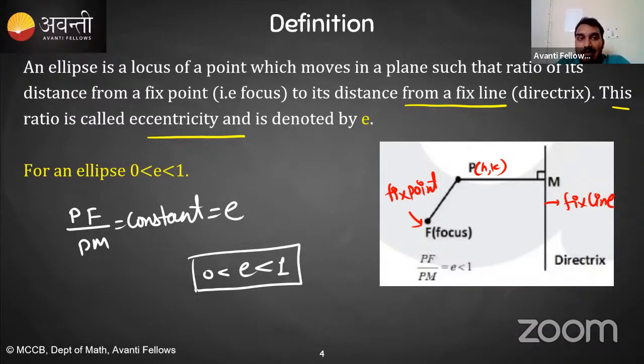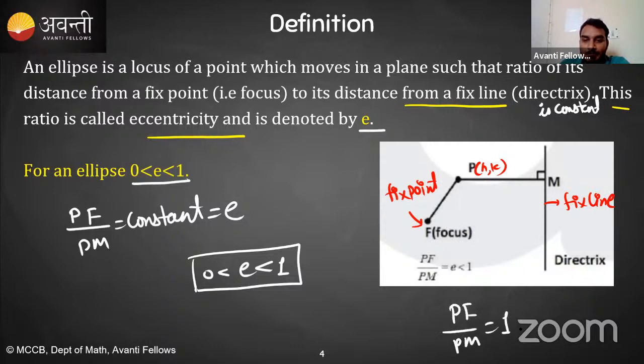What is the definition of the ellipse? An ellipse is a locus of a point which moves such that the ratio of its distance from the focus to its distance from the directrix is constant, and that constant is known as eccentricity, denoted by E. In case of ellipse, our eccentricity is strictly between 0 and 1, not 0, not 1. In case of parabola, we know that this ratio is nothing but 1 only. That's why the eccentricity in the parabola is 1.